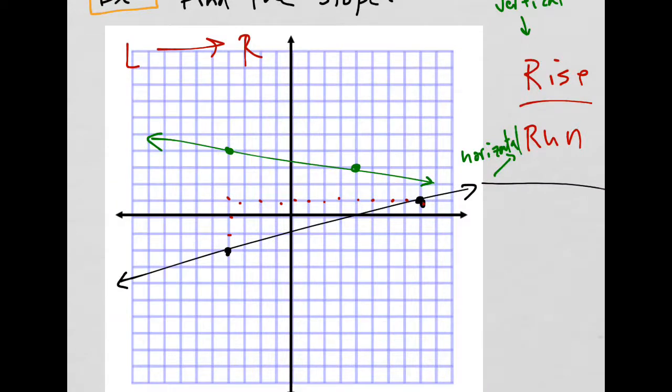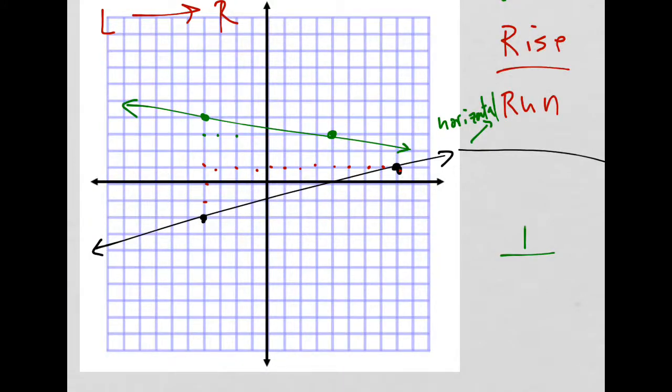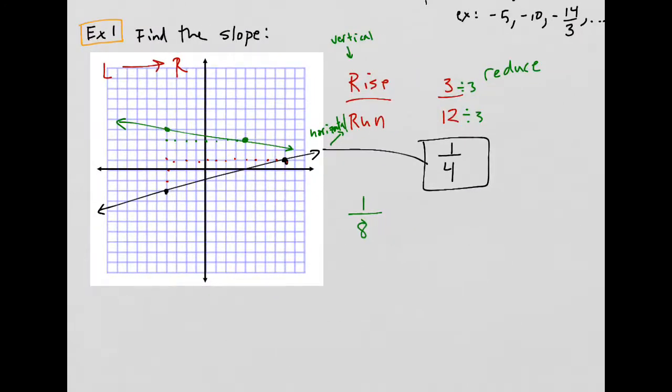So I can count this. I can go down 1. So that's the rise is 1, and then the run is 1, 2, 3, 4, 5, 6, 7, 8. I mean, it technically looks like it's there, but the point is drawn there. So 8. All right. I can't reduce that, but here's the thing.